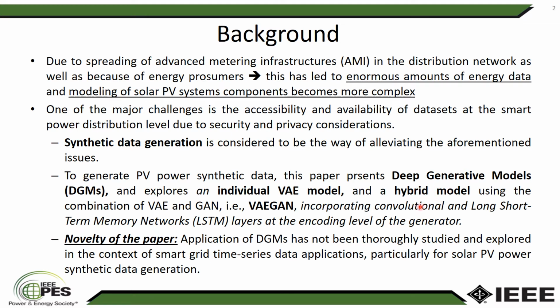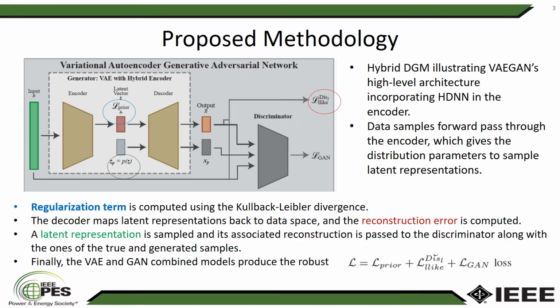This VAE GAN model is a hybrid deep neural network that incorporates LSTM and CNN. In general, the novelty of this paper is that the application of deep generative models has not been thoroughly studied and explored in the context of smart grid time series.